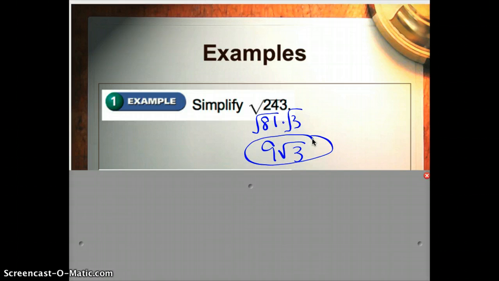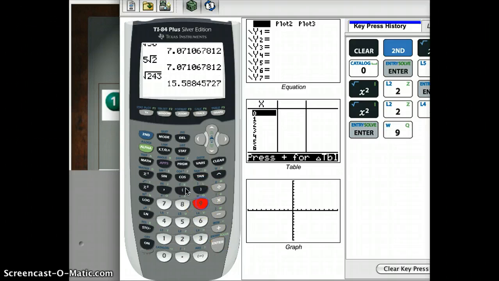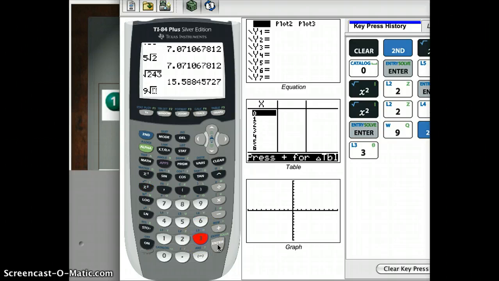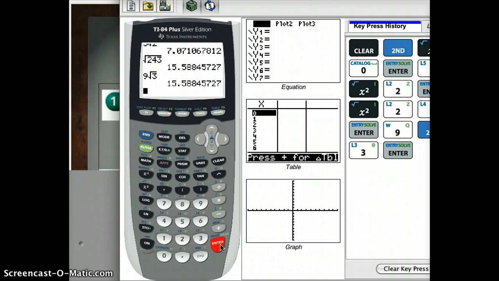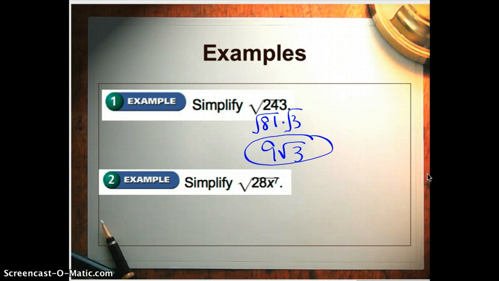So I'm done. Of course, great idea to check that on my calculator. So I'm going to try square root of 243, and then confirm if that really is the same thing as 9 times square root of 3. So 9 root 3. And they're both about 15.588. Yep, they're equivalent. So that's good. I probably didn't mess up because 3 doesn't have any perfect square factors. Okay, now let's put it together.